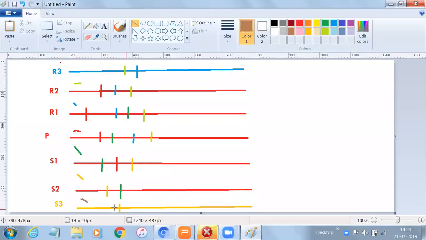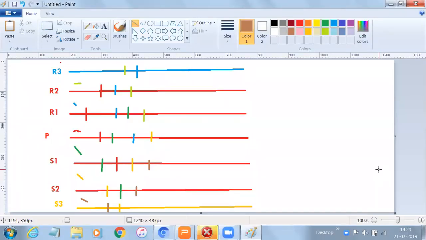Now if it is forming an inside bar at S3, we'll look for the sell only. If it is forming at S2, we'll look for both sides, buy or sell. If it is forming at S1, we'll look only for the buy signal. We'll not look for the sell signal here. So this is how you will be identifying the direction of the trade.